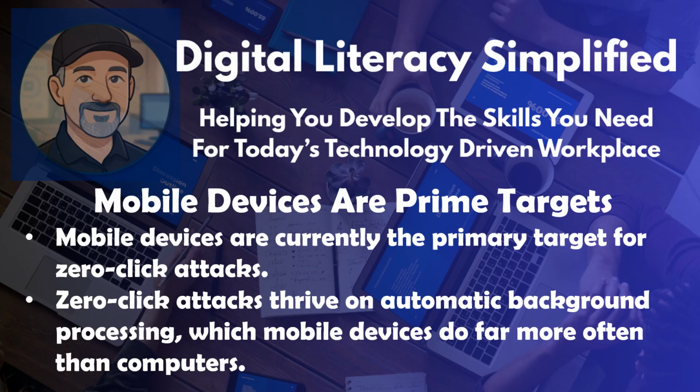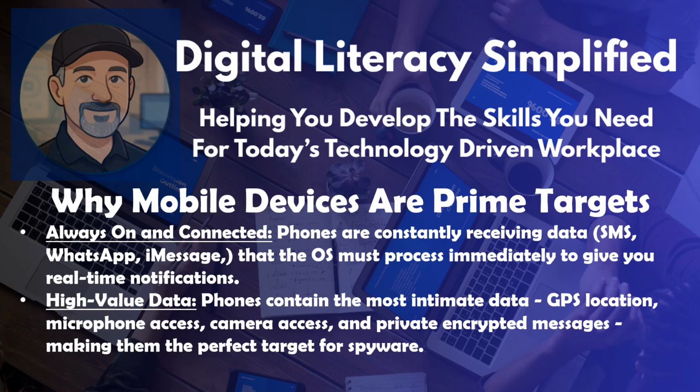Mobile devices are currently the primary target for zero-click attacks. These attacks thrive on automatic background processing, which mobile devices do far more often than computers. Mobile devices are always on and connected, so phones are constantly receiving data, whether it's an SMS message, a WhatsApp, or an iMessage, that the OS must process immediately to give you real-time notifications. Phones contain the most intimate data. GPS location, microphone access, camera access, and private encrypted messages make them the perfect target for spyware.